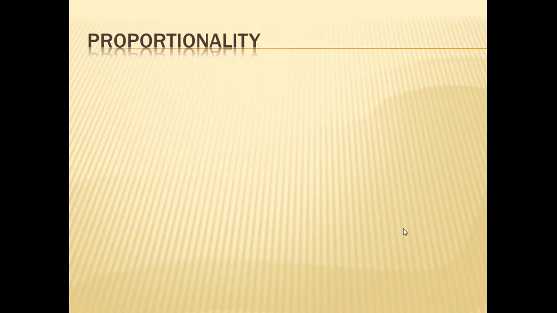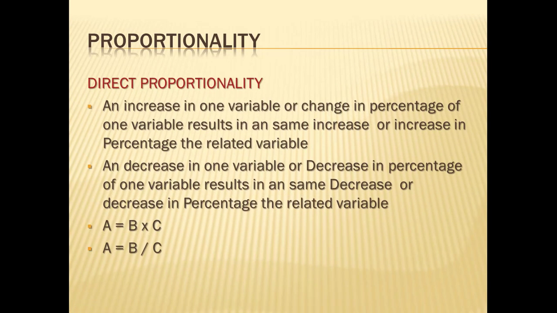Let's talk a little bit about proportionality. Proportionality is of two kinds: direct proportionality and indirect proportionality. Direct proportionality is when an increase in one variable, or a change in percentage of one variable, results in the same increase or percentage increase in the related variable. A decrease in one variable results in the same decrease in the related variable.